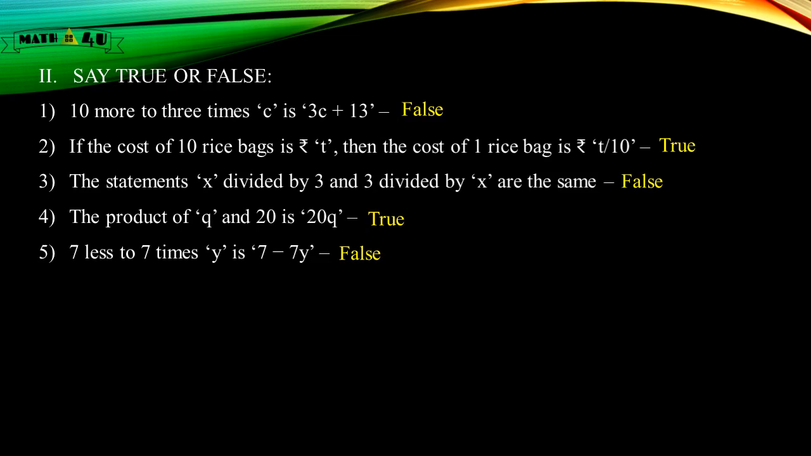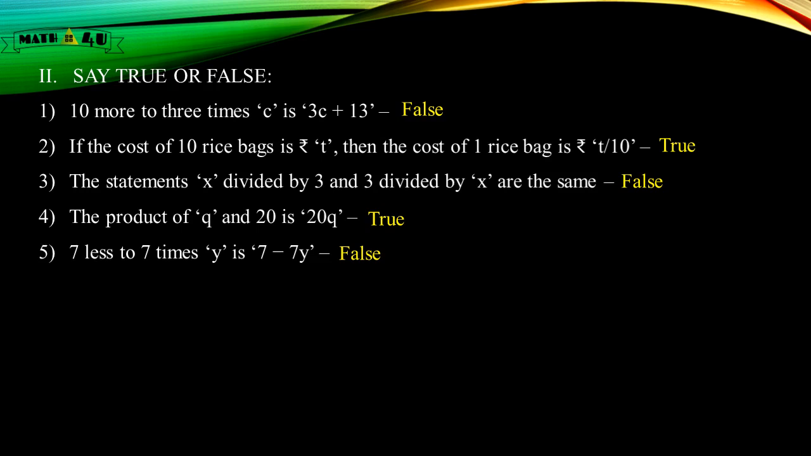It is true. Next, the statements x divided by 3 and 3 divided by x are same. It is false because x divided by 3 means x by 3 and 3 divided by x means 3 by x. They are not same. So, it is false. The product of q and 20 is 20q. Yes, it's correct. 20q is nothing but 20 into q. So, the answer is correct.